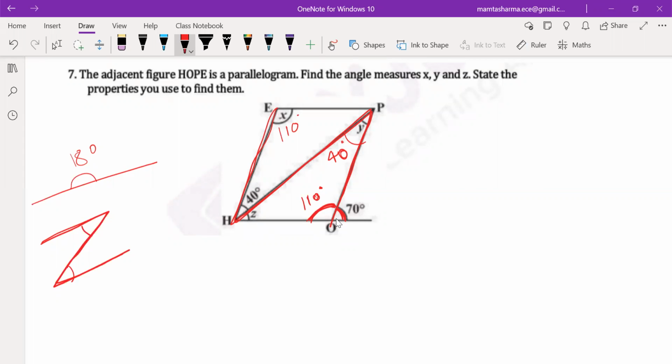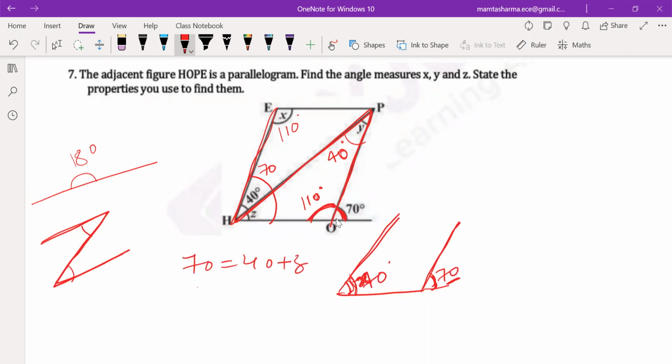You can do it this way also, or you can directly do it, as I have told you, the corresponding angles are equal. Here it is 70. If two lines are parallel, their corresponding angles will be equal. If it is 70, this angle will also be 70, or you can say this whole angle will be 70 because this corresponding angle is 70. They already gave 40, so 40 plus 30 is 70. So 70 equals 40 plus z, and z would be 30.